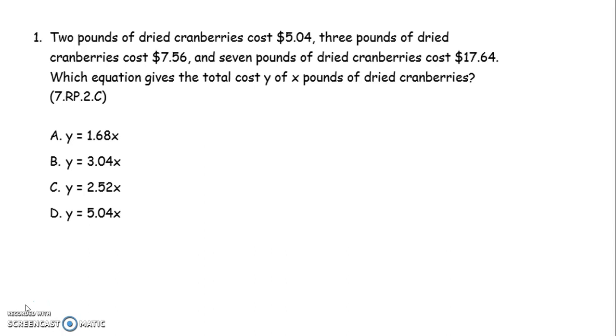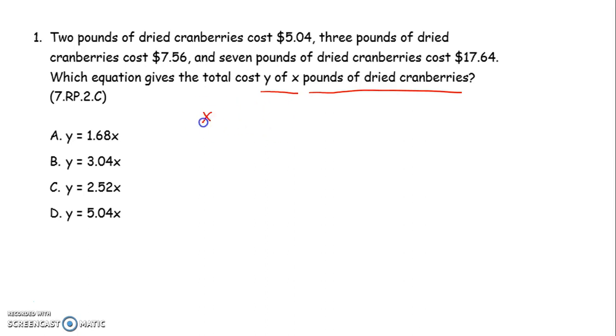2 pounds of dried cranberries cost $5.04. 3 pounds of dried cranberries cost $7.56, and 7 pounds of dried cranberries cost $17.64. Which equation gives you the total cost Y for X pounds of dried cranberries?